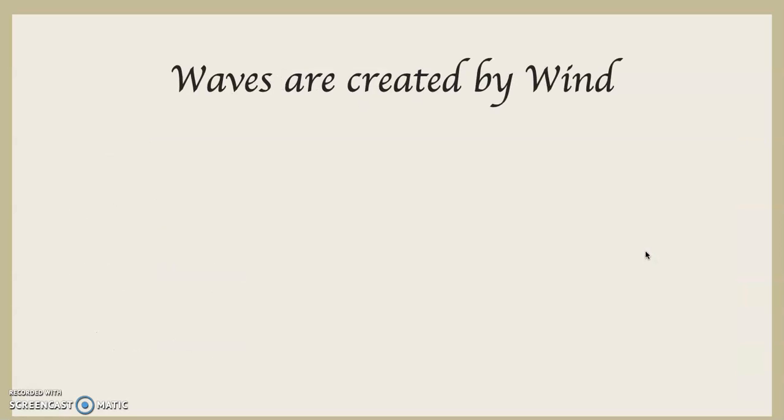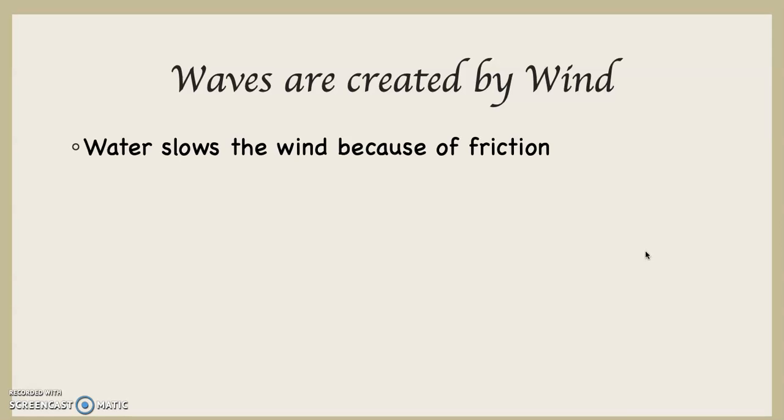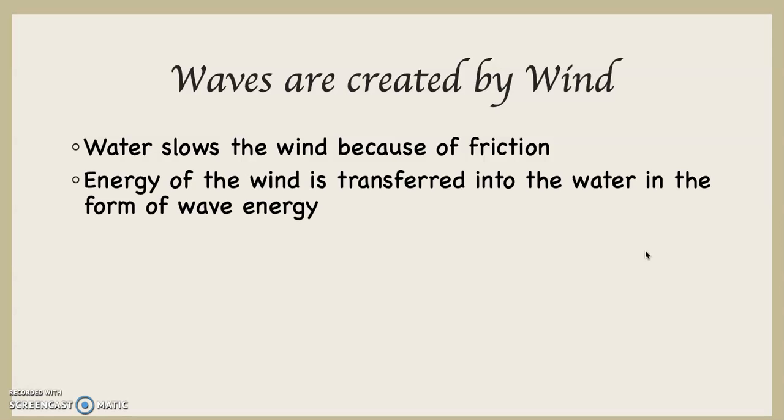So waves are created by wind. What happens is this: as winds are blowing along the surface, the ocean water acts as a frictional agent. What that does is it slows down the wind because of that friction. Now, the energy that is the wind doesn't disappear. What happens is the energy is transferred from the atmosphere into the water in the form of wave energy.